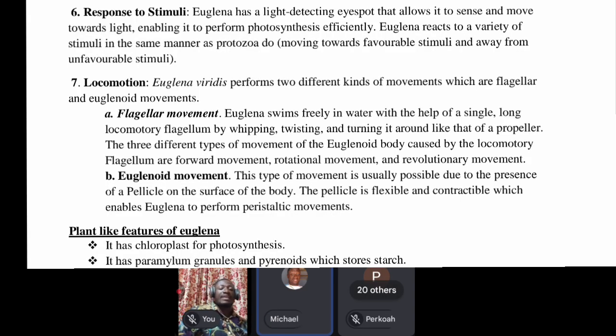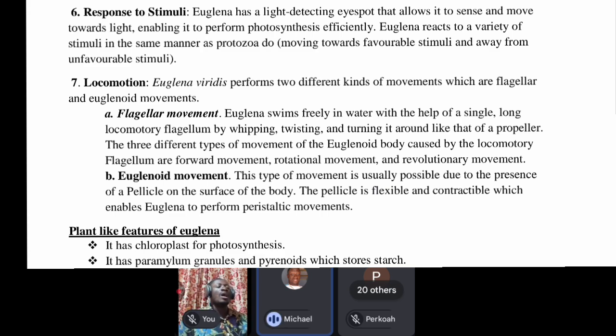That is irritability or sensitivity. One, it has an eye spot, which makes it sensitive to light, or photosensitive. So it has the photoreceptive structure called an eye spot. So it senses and moves towards light. If the light is too high, it can denature, so it moves away. When light is too dim, it tries to move upwards to get enough light for its photosynthetic process.